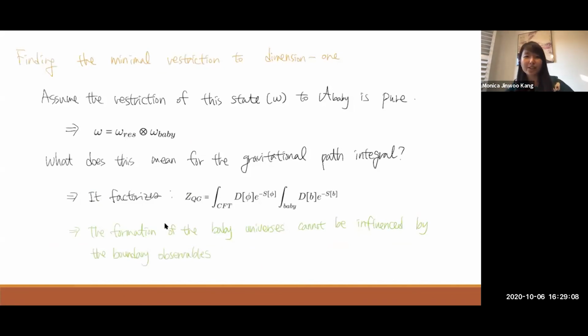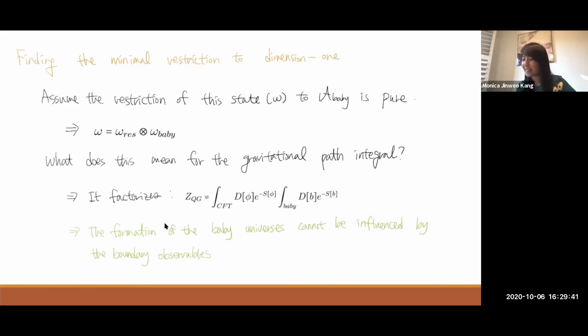Then let's investigate this a little bit more. This is only valid for giving a one-dimensional Hilbert space for the baby universe if the restriction of the state to the baby universe algebra is the one that's pure, meaning that the decomposition of the state requires the purity to come back out.